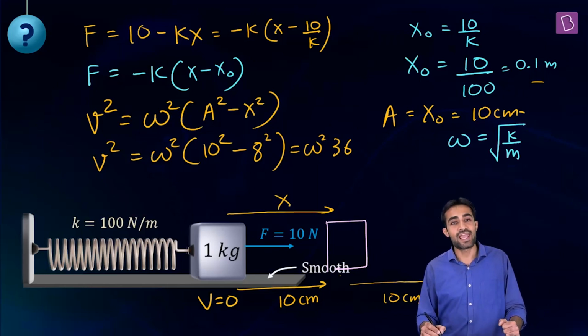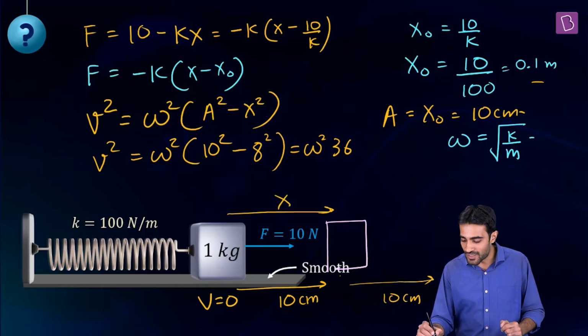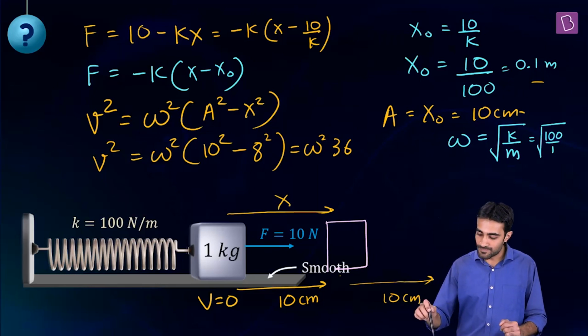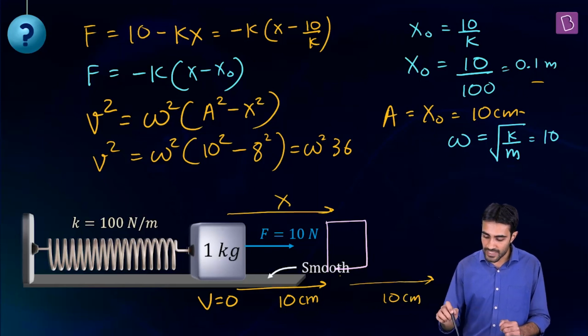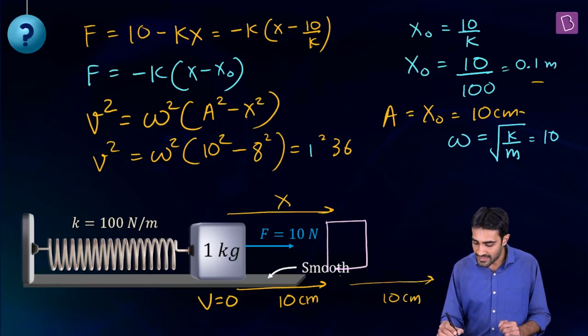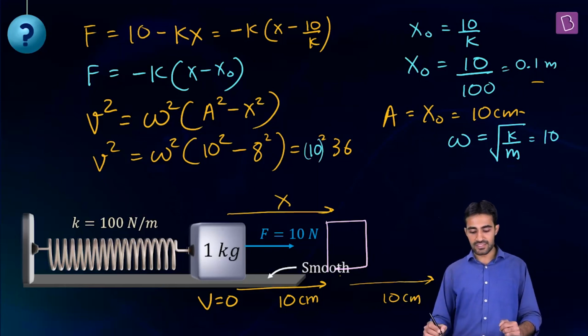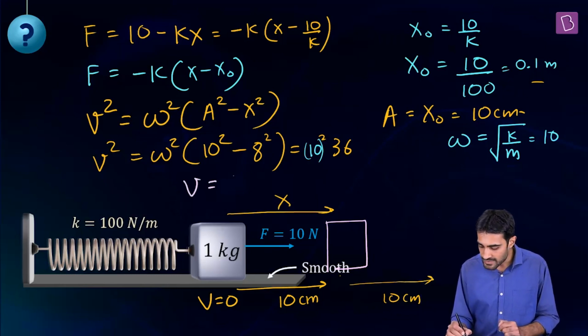Right. So what is k? k is 100. What is m? m is 1 kg. So under root 100 by 1. This is nothing but 10. So what is omega? Omega is 10. Right. So we can place omega as 10 over here. 10 square times 36. This is v square. And you can see the speed of the block v is coming out to be 60 centimeter per second.